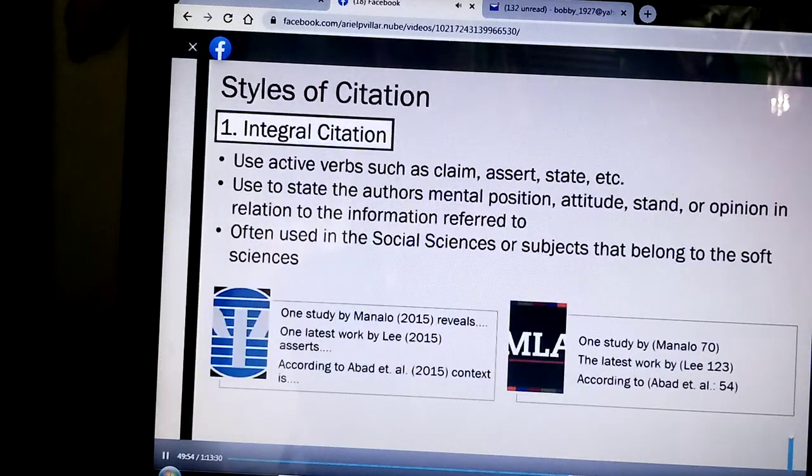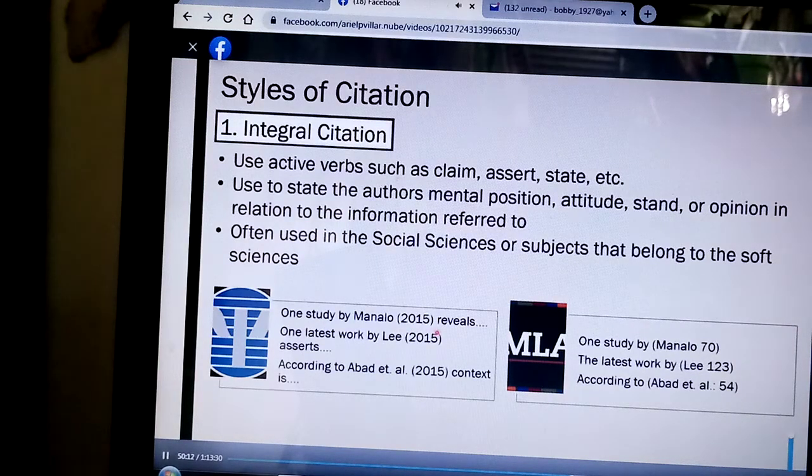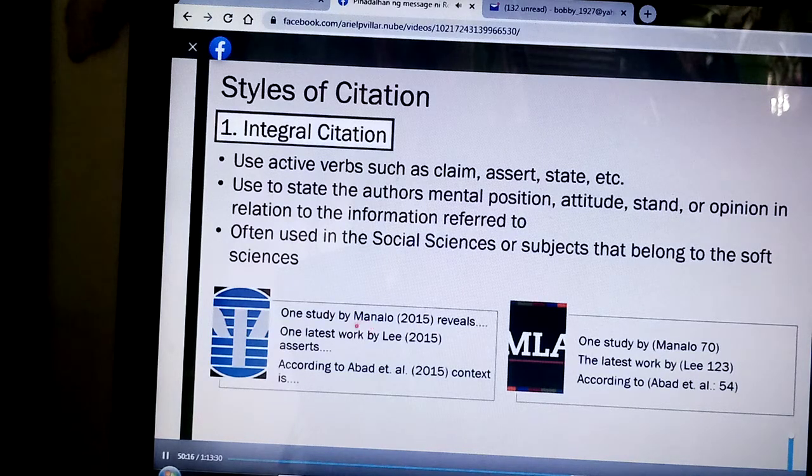Okay, so the first format is yung tinatawag po nating integral citation. Madali lang po yung integral citation. Hayaan na natin itong MLA. Dito tayo sa APA po. Ito po yung American Psychological Association format. Ito po yung ginagamit ng karamihan ng mga thesis at dissertation. Ang integral citation is that author, saka year lang, makikita nyo po, inside the parentheses.